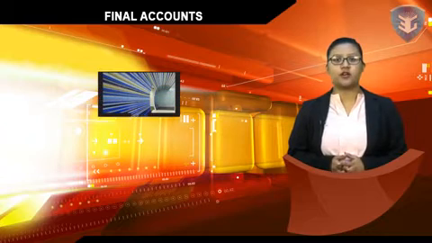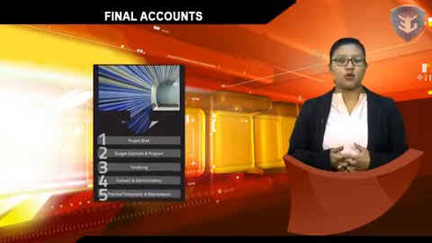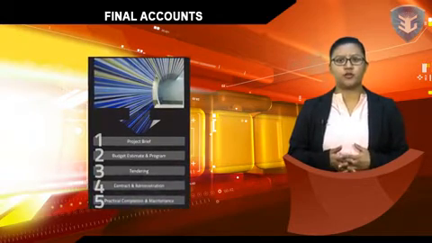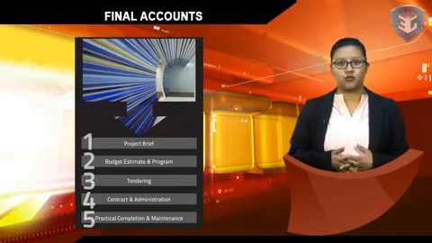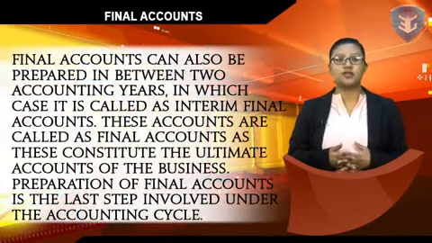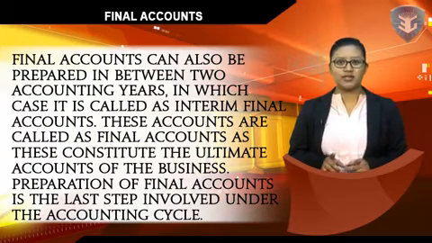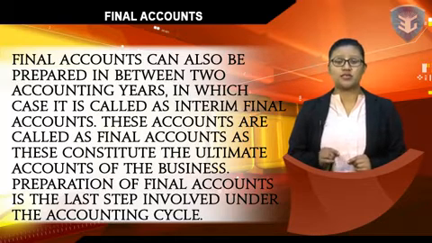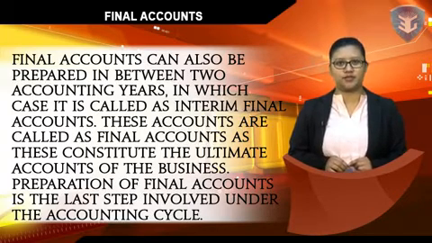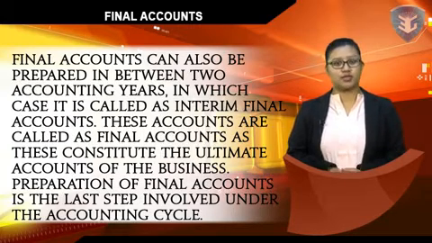The main objective of an accounting system is to reveal the results and financial position of the business. With this objective in view, every trader will prepare accounts at the end of each year. Such accounts which are prepared to know the profit or loss and the financial position are known as final accounts. Final accounts can also be prepared in between two accounting years, in which case they are called interim final accounts. These accounts are called final accounts as these constitute the ultimate accounts of the business. Preparation of final accounts is the last step involved under the accounting cycle.